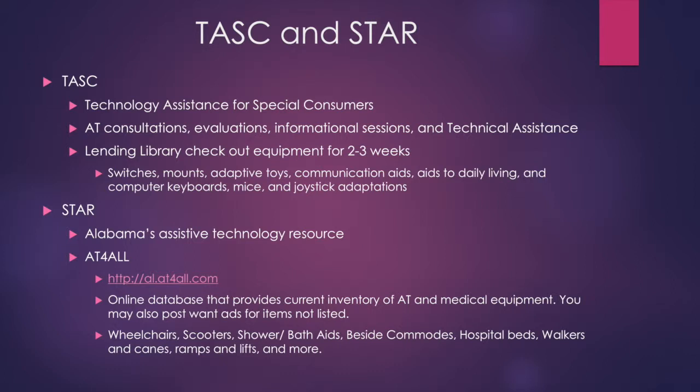STAR is Alabama's assistive technology resource. The website AT for All is an online database that provides current inventory of AT and medical equipment. If you are looking for a piece of equipment and are unable to find it, you can also post want ads for items that you were not able to find. These items can include wheelchairs, scooters, shower bath aids, commodes, hospital beds, walkers, and more.